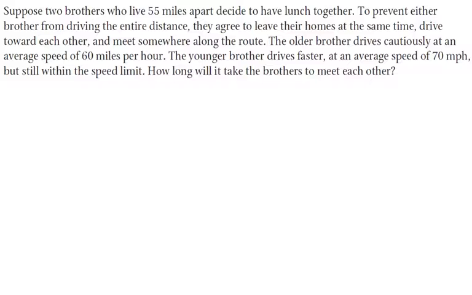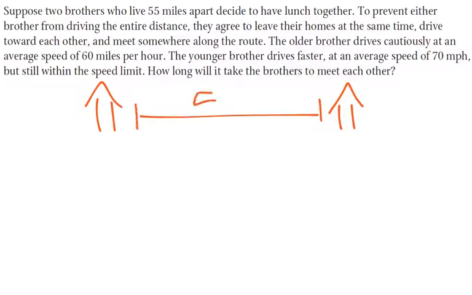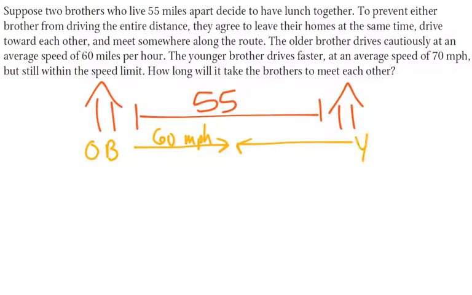Alright, suppose two brothers who live 55 miles apart decide to have lunch together. So here's one brother's house, the other's. We know they're 55 miles apart. To prevent either brother from driving the entire distance, they agree to leave their homes at the same time, drive toward each other, and meet somewhere along the route. The older brother drives cautiously at 60 miles per hour. The younger brother drives faster at 70 miles per hour. So how long till they meet?